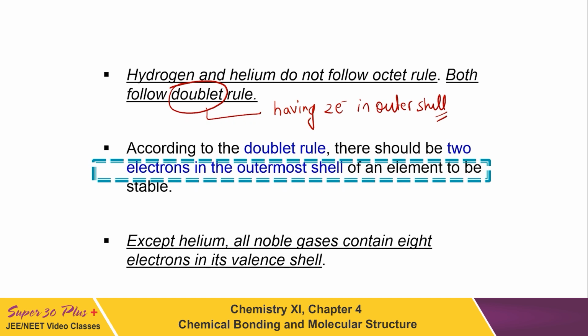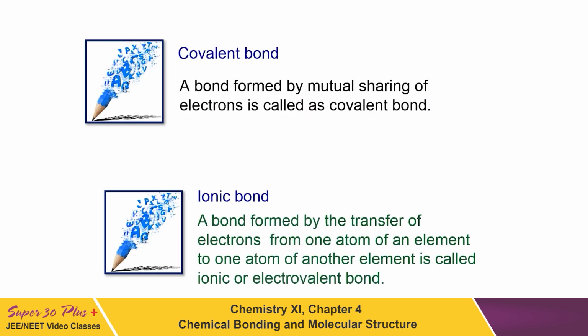But apart from helium, all other noble gases contain 8 electrons in the valence shell, like neon, argon, krypton, xenon and radon. They all have 8 electrons in the outer shell and they follow the octet rule well. Alright. Now, in this unit, we will go towards the major forms of bonds. What kind of schemes do we have for bond formation?